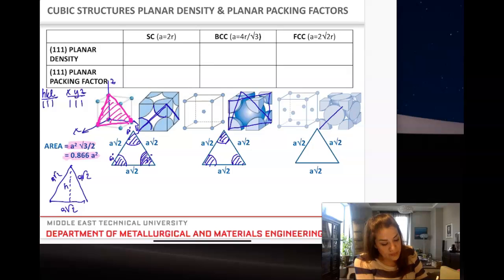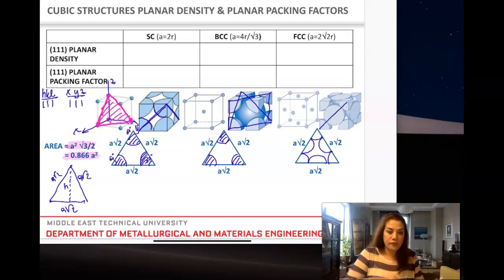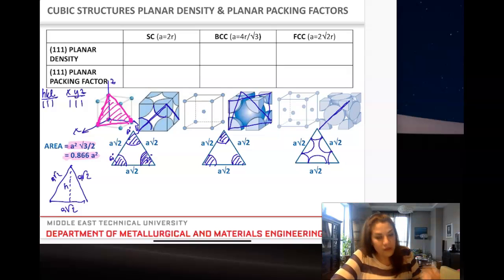Since we're talking about the face diagonal, it's not hard to see. Yes, I have corner atoms, but in between those corner atoms, there is a continuum. There's a continuum of half an atom, and half an atom. All sides of that triangle being the face diagonal. And the face diagonal has a continuum of atoms: corner, half, corner, right?